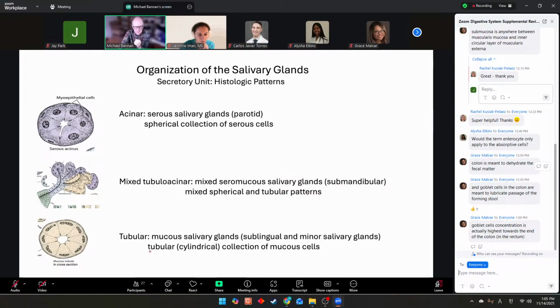On the other end of the spectrum, we have the mucous salivary glands, which often organize themselves into tubules or cylinders. This is often present as a mixture of both tubules and acini, so we call that pattern a tubulo-acinar pattern. Now, in the middle is the mixed gland, which often has a combination of two different cell types, serous and mucous. It also has a mixed histologic pattern that is tubulo-acinar. This drawing here from Junqueira illustrates this mixture of round acini and cylindrical tubules.